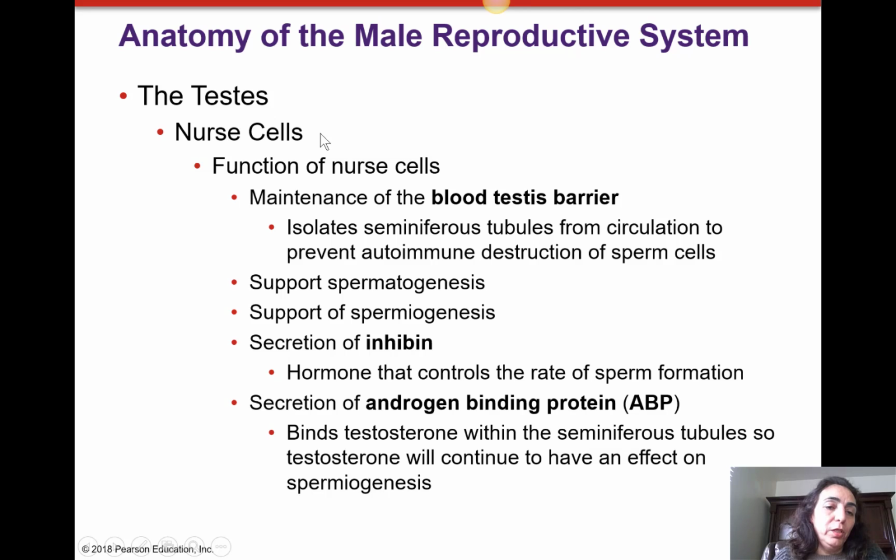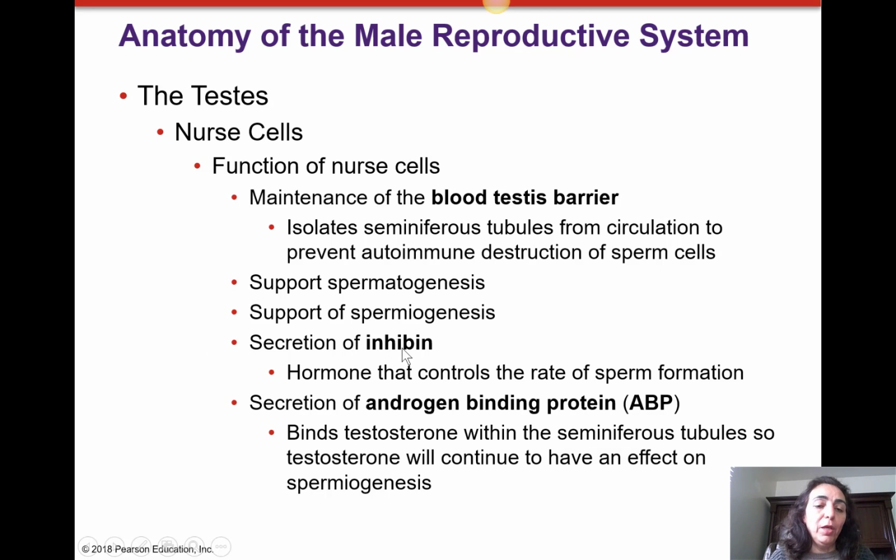So let's see the functions of the nerve cells. The function of the nerve cells is maintaining the blood testis barrier. That's one function that isolates, as we said, the seminiferous tubules from the circulating blood vessels, to prevent autoimmune destruction of the sperm cells, right? So that's one important job of the nerve cells or Sertoli cells. The other job is to support spermatogenesis, right? As we said, it gives them a place to be, to be organized and move toward the lumen. It also supports spermiogenesis at the end of the spermatogenesis.